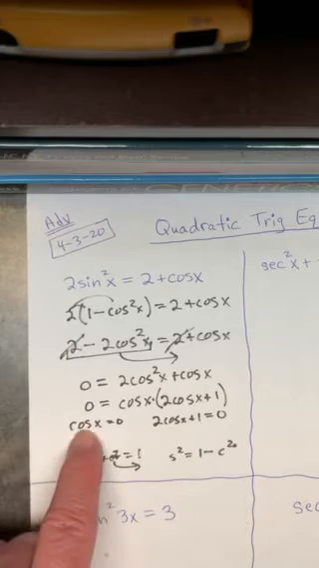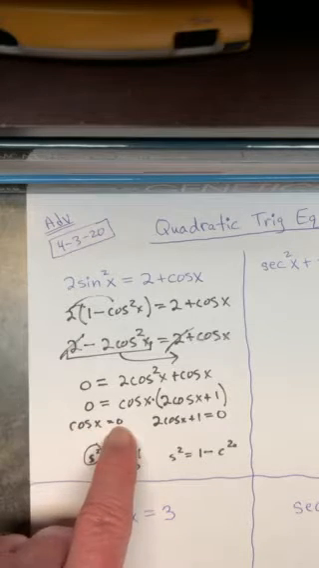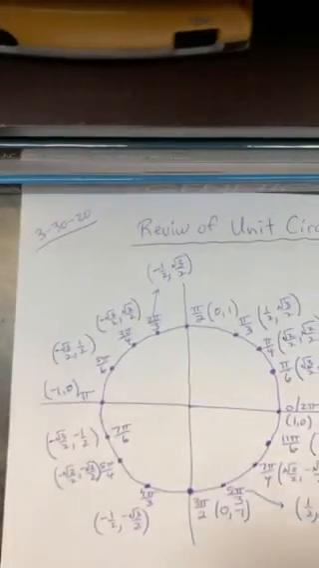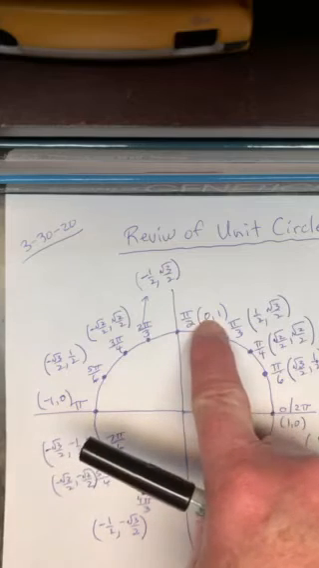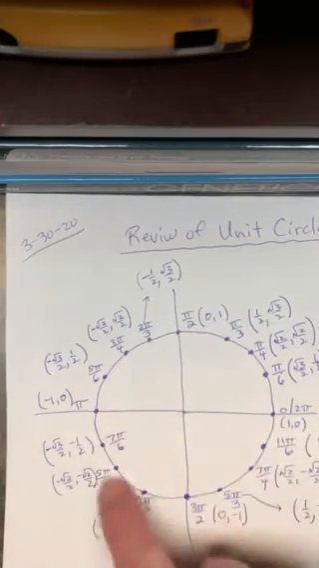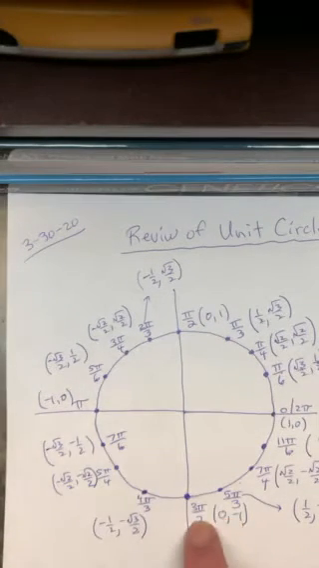When does cosine equal 0? I'm going to go to my trusty unit circle here. When is the x-coordinate 0? That happens up here at pi over 2 and down below at 3 pi over 2.